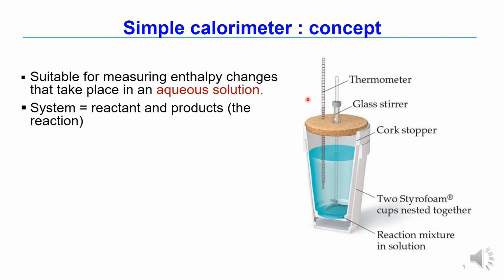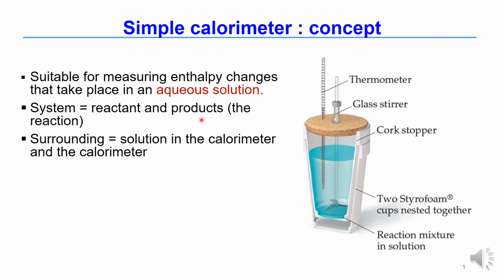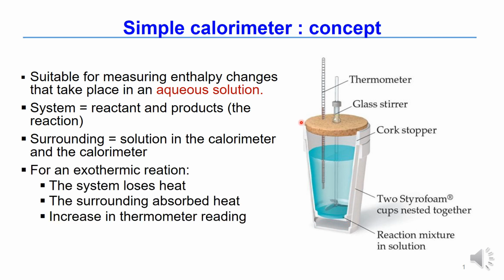acid and base solution. So the system is the reactants and products, and the surrounding is the solution in the calorimeter and the calorimeter. Since the neutralization process involves an exothermic reaction, the system will lose heat and the surroundings will absorb the heat, and it will cause an increase in the thermometer reading.